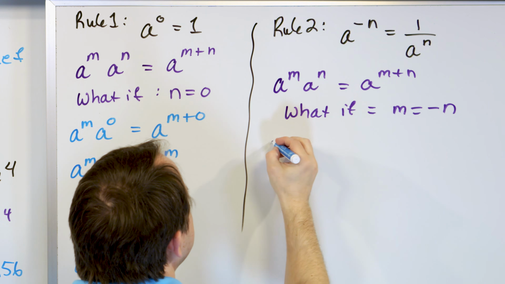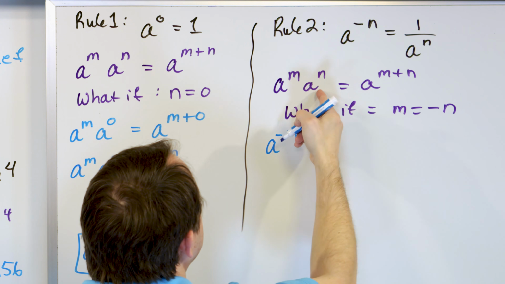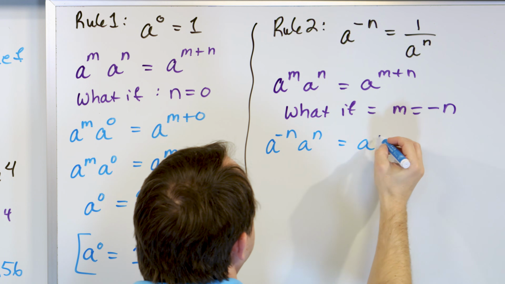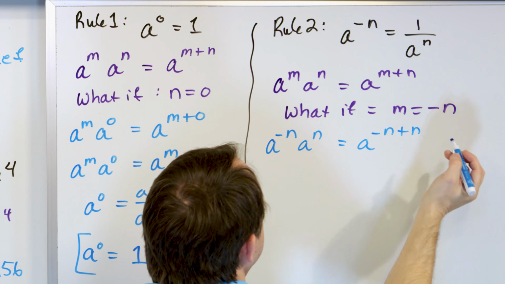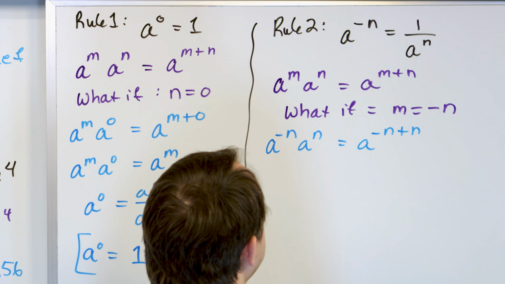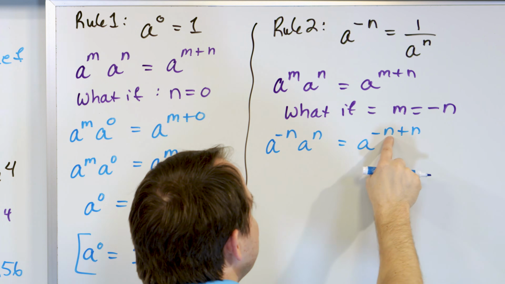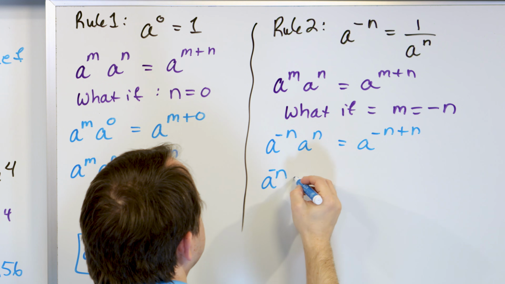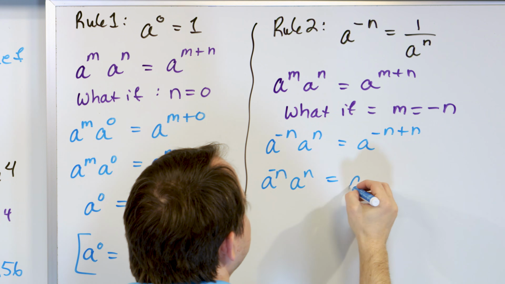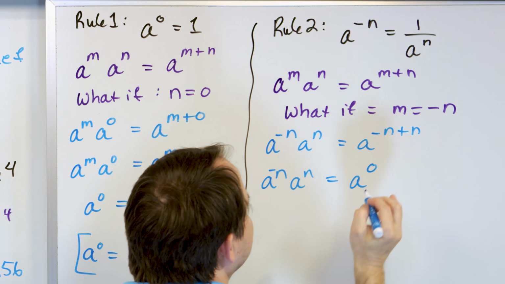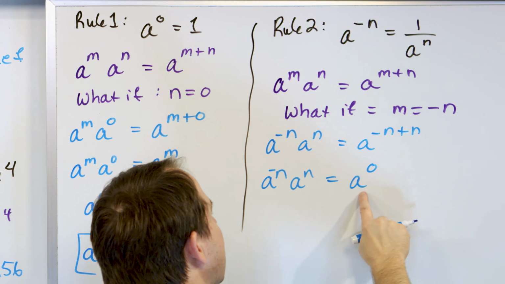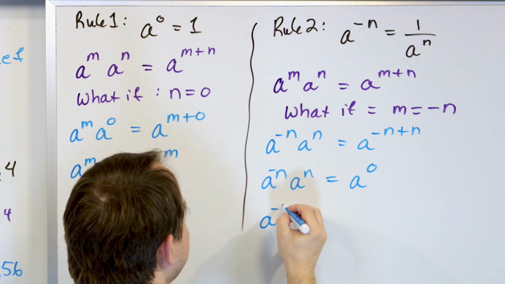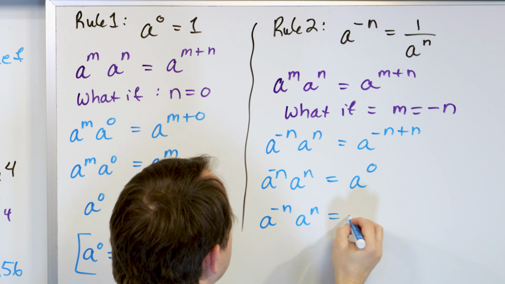So if this is negative n, it'll be a to the negative n times a to the positive n equals a to the, what do you have here? Negative n plus n. All we did was make the substitution and put it in there. Now when you add negative n to n, negative n plus n is a to the 0. But you already know that a to the 0 is 1. So what you really have is a to the negative n times a to the n is equal to 1.